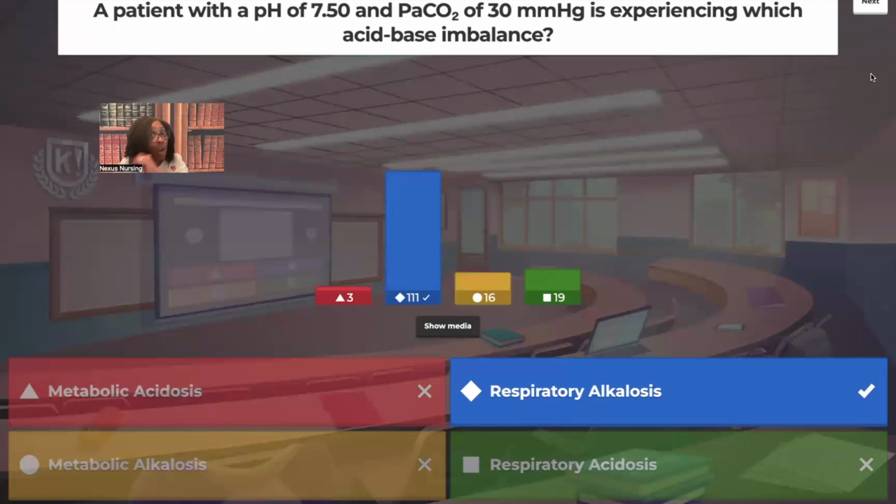So the first thing you're always going to do is look at that pH. The pH is supposed to be 7.35 to 7.45. We're dealing with 7.5. Anything higher than 7.45 is alkalosis. So we know for sure the patient is in an alkalotic state, basic state. The only other one I gave you was CO2, and it says CO2 30. Well, normal CO2 is 35 to 45. This is out of the range. So we know who's in trouble.